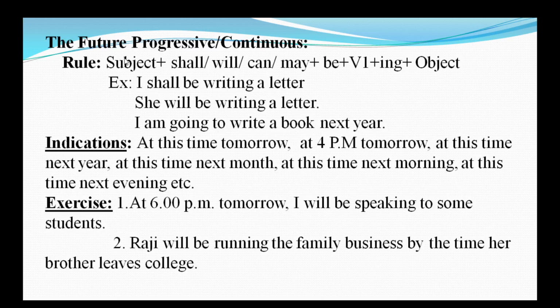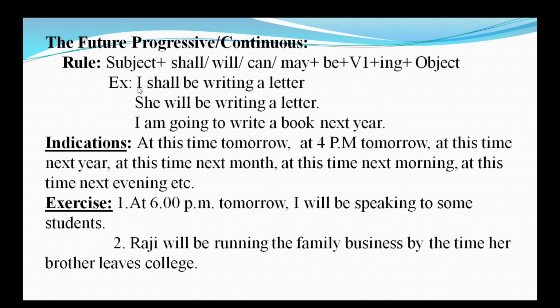Next, coming to another tense, the future progressive or continuous tense. Here the rule is subject plus shall or will, can or may plus be form plus V1 plus ing form is added plus object. Here the examples are I shall be writing a letter.